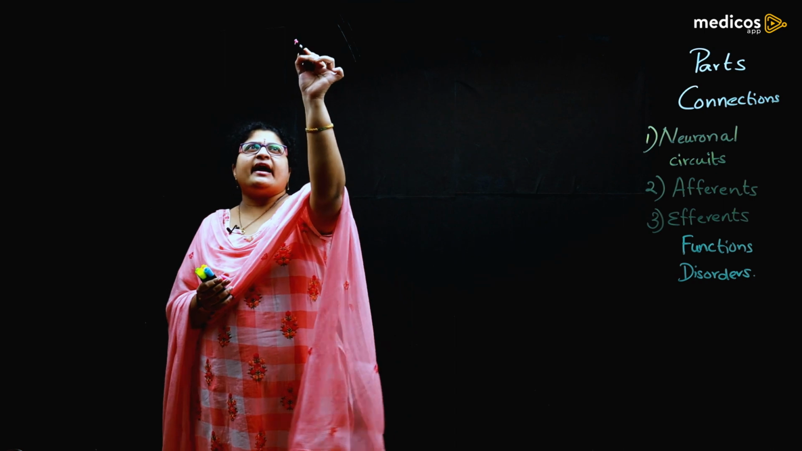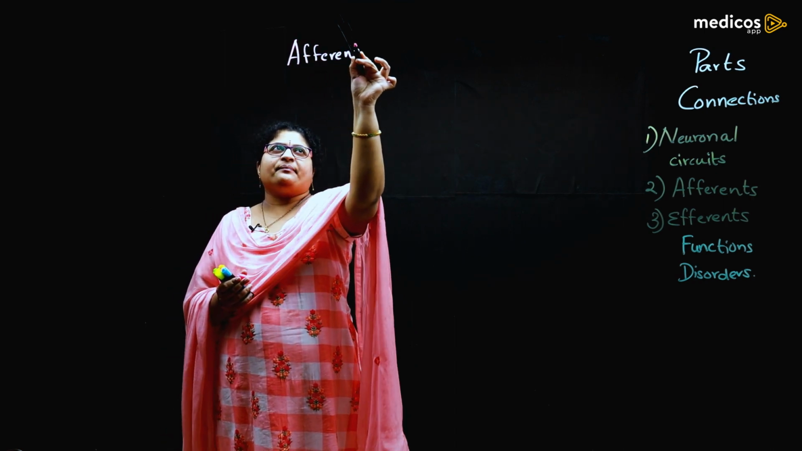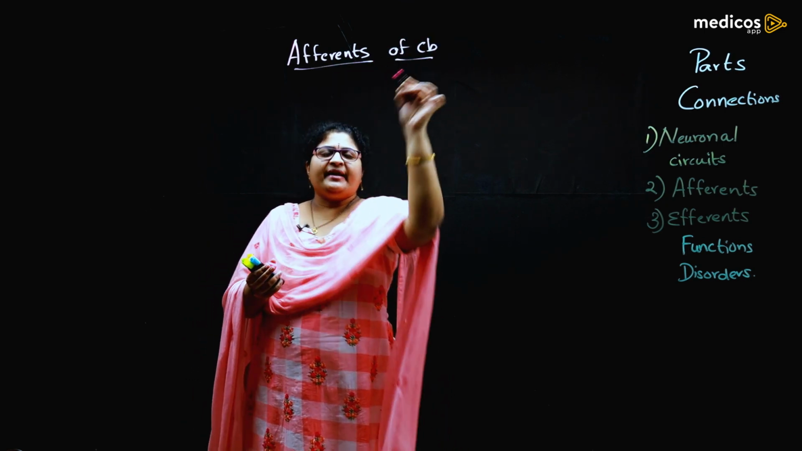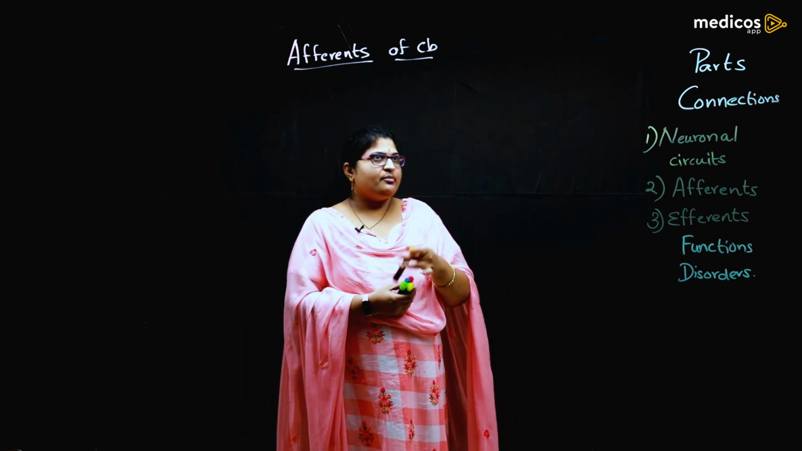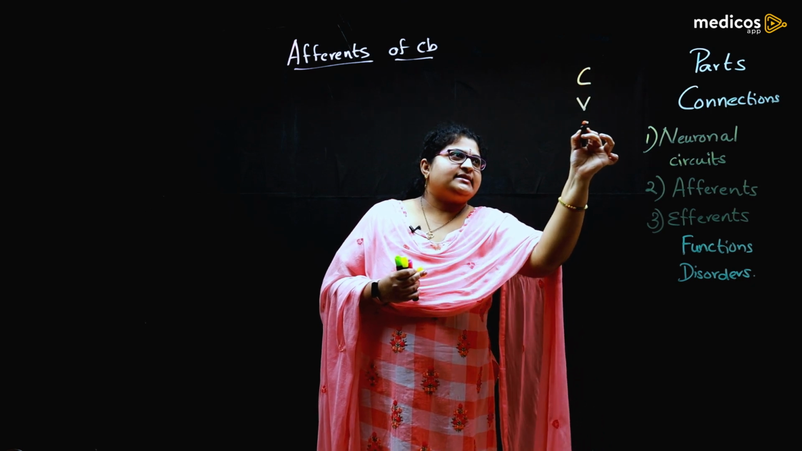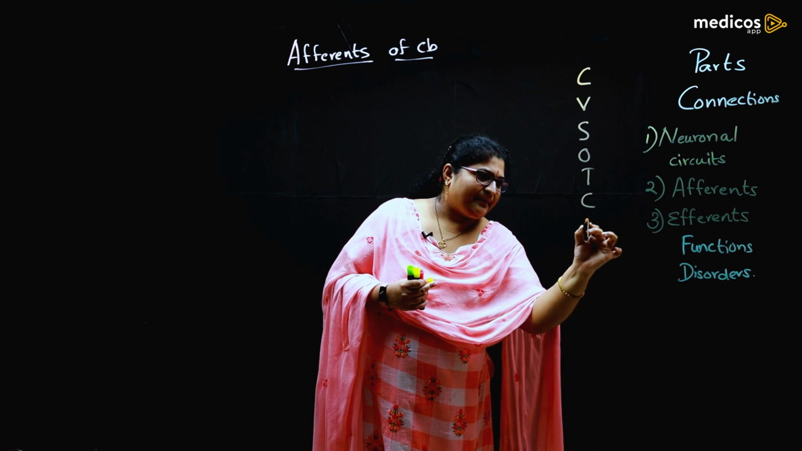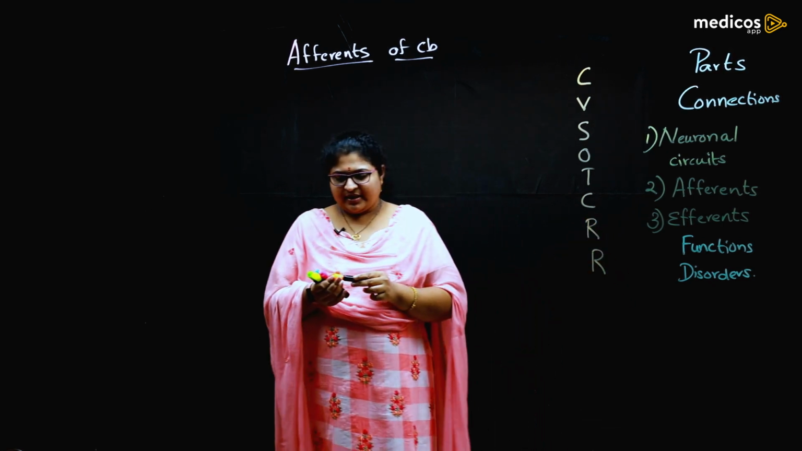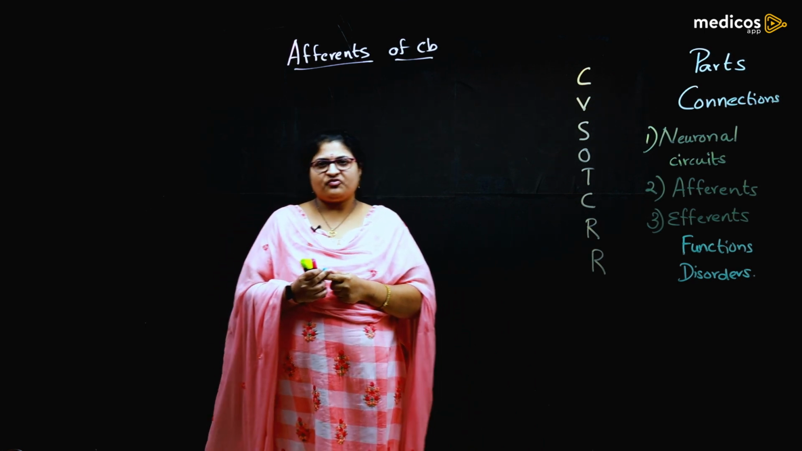Now let's see what are the afferents that are carrying information towards the cerebellum. So, afferents of the cerebellum. I have prepared a mnemonic to easily remember this one. So let's see what the mnemonic is. CVS OT converted rapidly into respiratory OT. Okay, so this is the mnemonic I prepared to learn easily about the different afferents of the cerebellum.